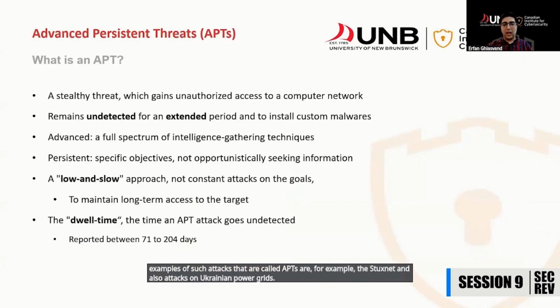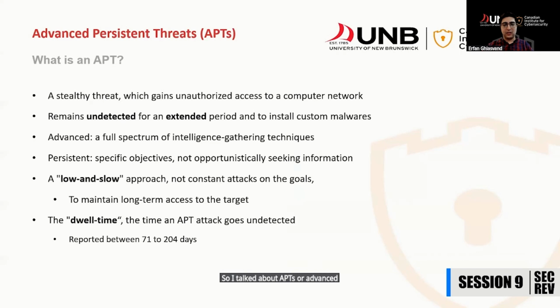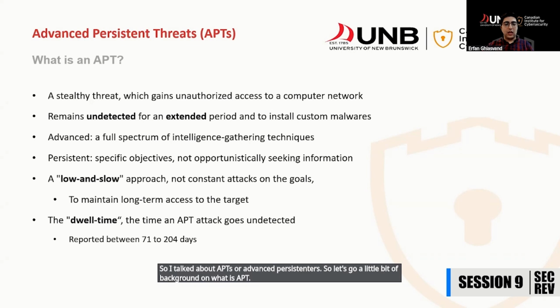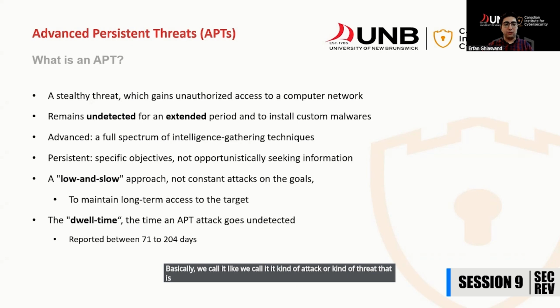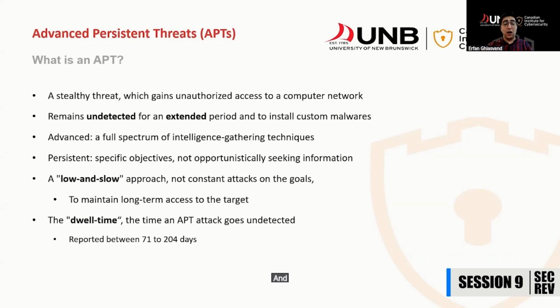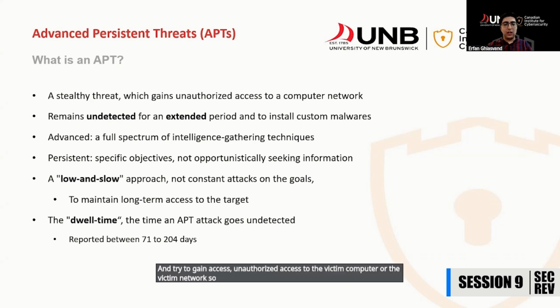So I talked about APTs, or advanced persistent threats. Let's go over a little bit of background on what an APT is. We call it a kind of attack or threat that is stealthy. The important feature of APTs is that they try to remain undetected for an extended period of time and try to gain unauthorized access to the victim computer or the victim network. We call them advanced because they usually have a full spectrum of intelligence gathering and different types of attacking techniques at their hand. And also they are usually state sponsored.